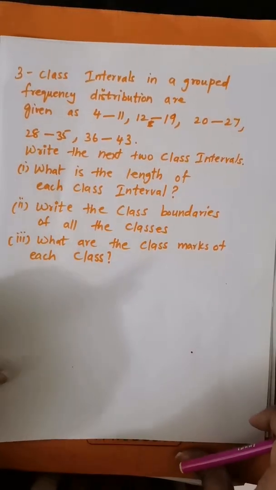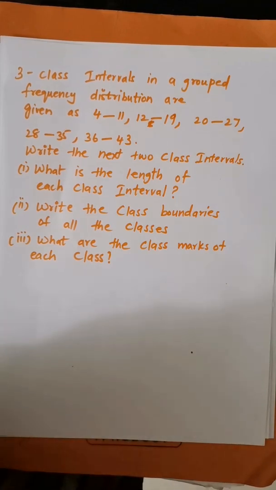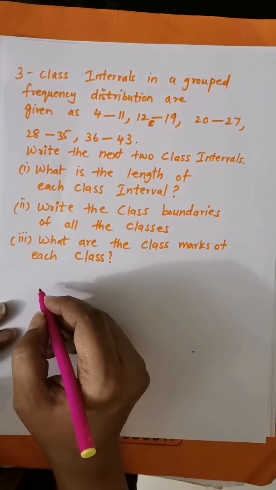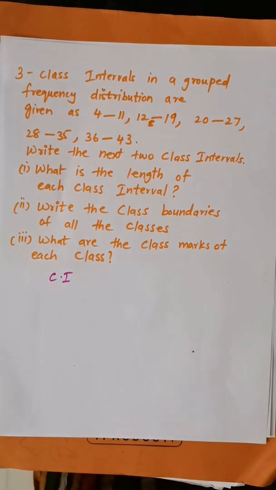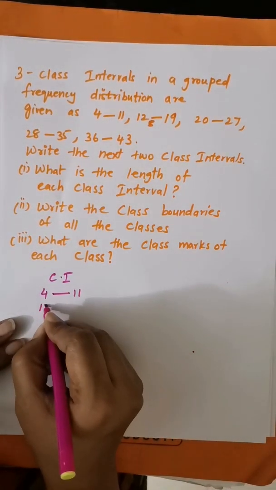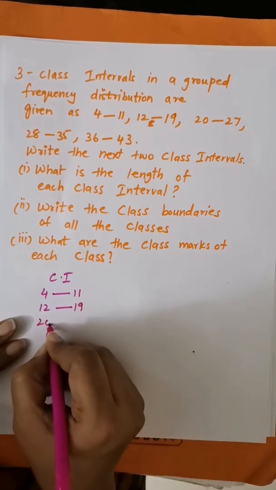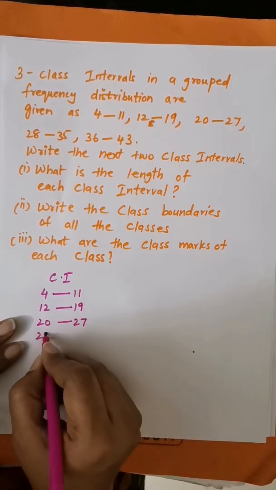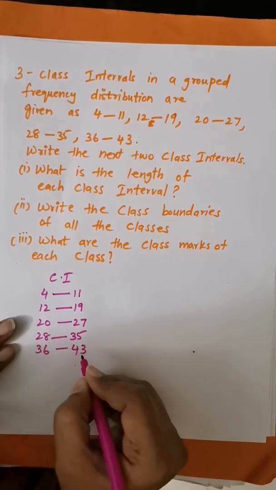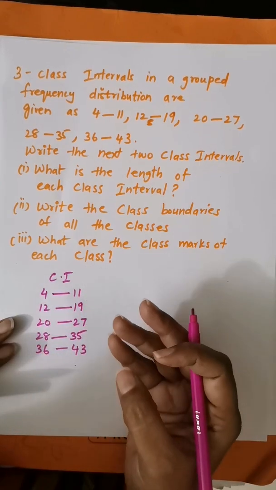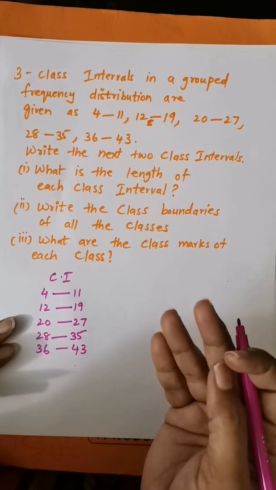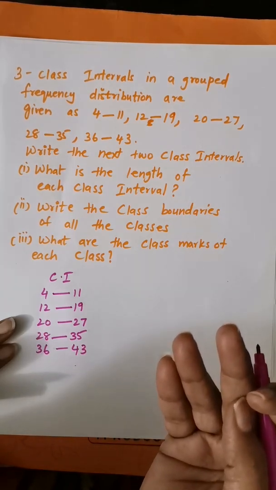class intervals in a group frequency distribution are given as 4 to 11, 12 to 19, 20 to 27, 28 to 35, 36 to 43. So 4 to 11 means 4, 5, 6, 7, 8, 9, 10, 11. The length is how much? 8.